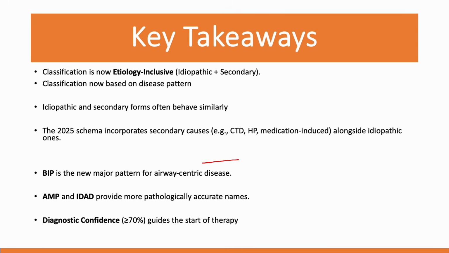BIP is the new major for airway centric diseases. AMP and IDAD have made naming these extensive alveolar involvement more specific, and we need a good diagnostic confidence, as mentioned in my previous video where I described the guideline in general. It's important to have a good, more than 70% diagnostic confidence to start treatment.